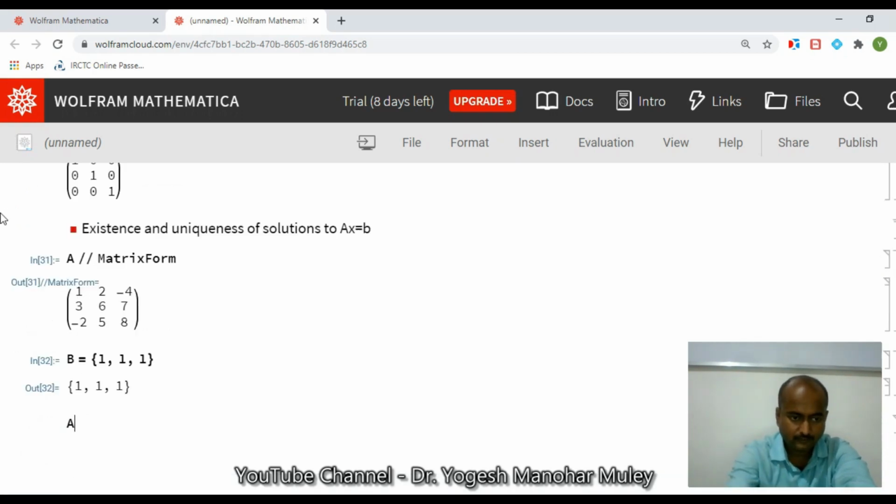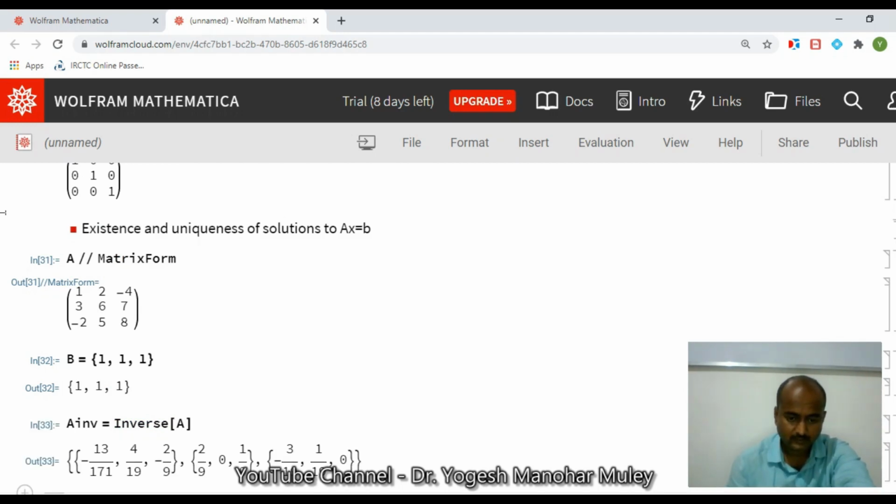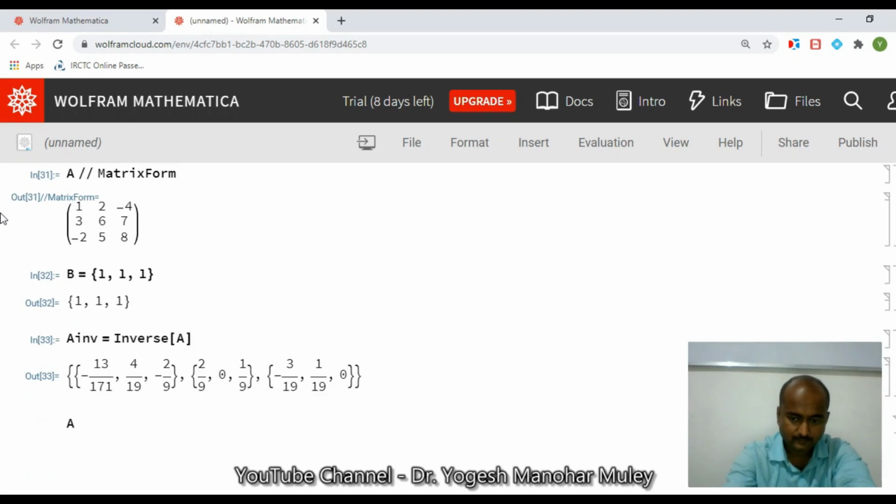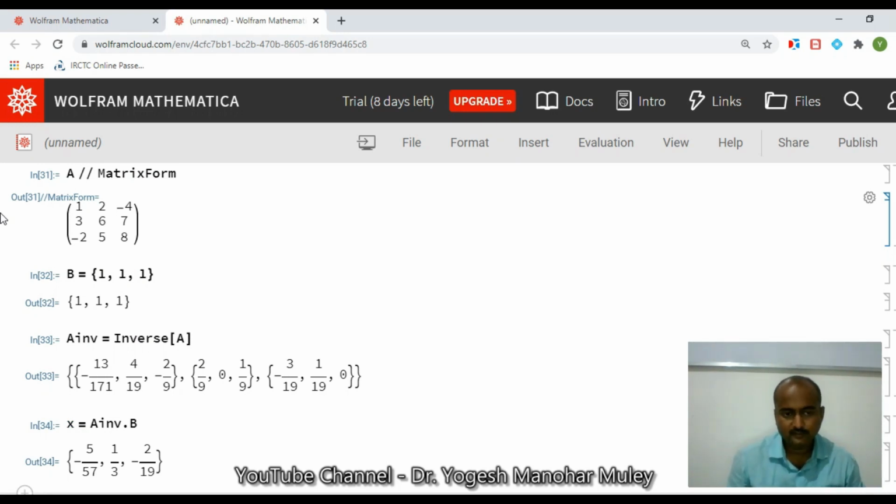So again we'll find A inverse is equal to inverse of A. Now we will find X is equal to A inverse into capital B. This will give us the solution for X. So this is the unique solution for X. This means we are getting a column vector for X.